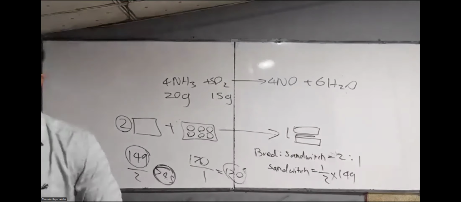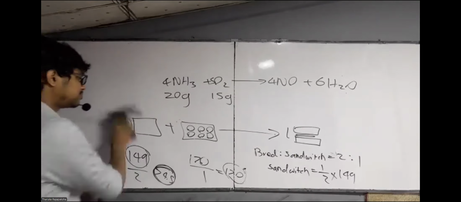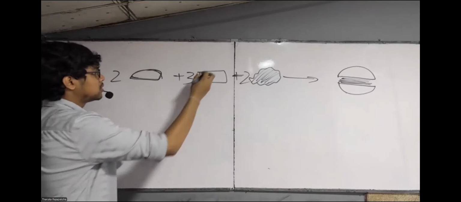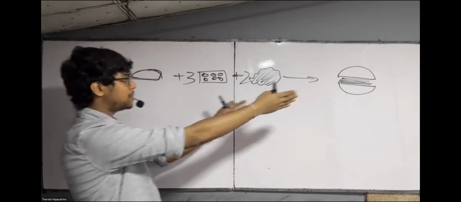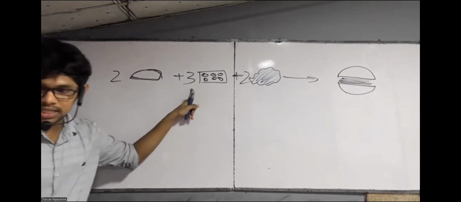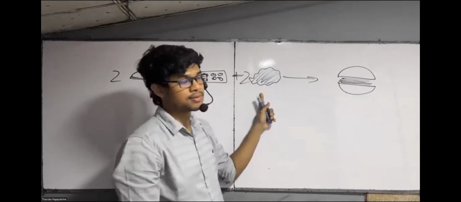I'll give you another one. This time I'll give you a burger. Now, the amount of cheese, 3. In order to make 1 burger, people, you need 2 breads, 3 cheese, and then 2 leaves.